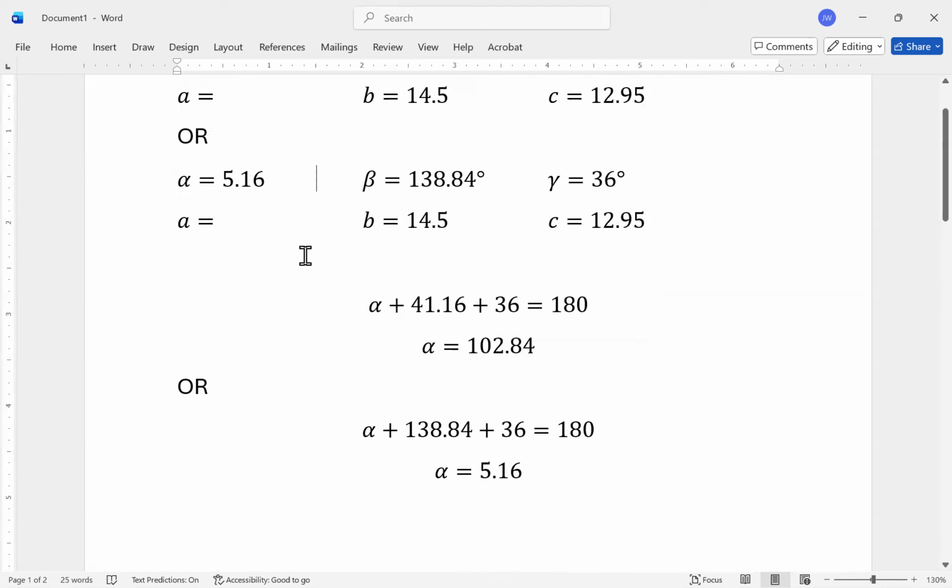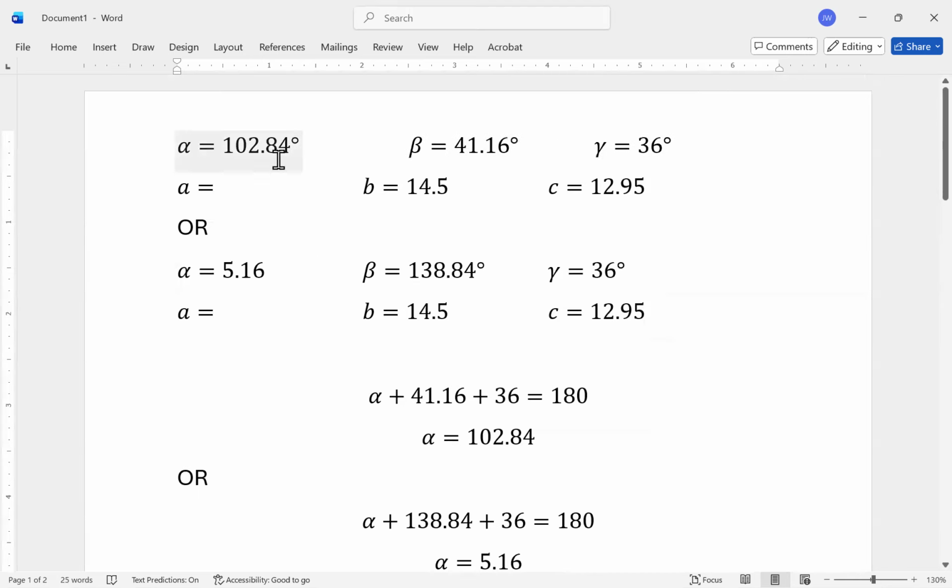So 5.16 degrees. This gives us, again, two options for these angles. And now that we have alpha in each case, then I can use the law of sines to find the A in each case. Now I'm going to use the law of sines with gamma and C because those were exact values. The beta, remember, was a rounded answer in both of these cases.